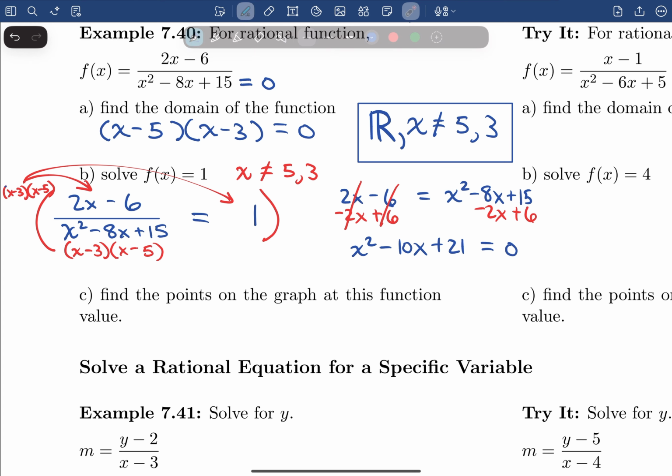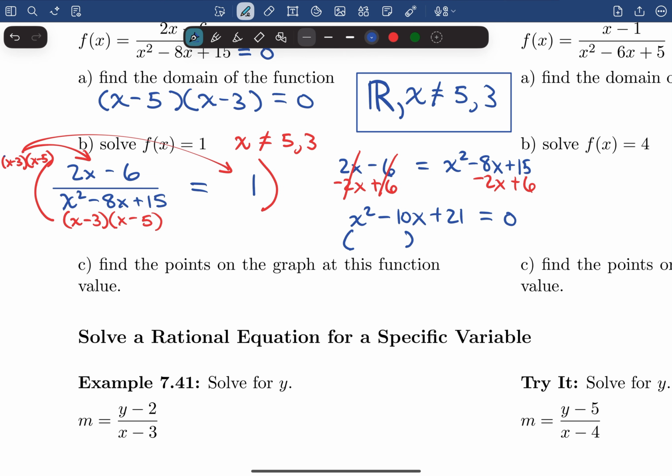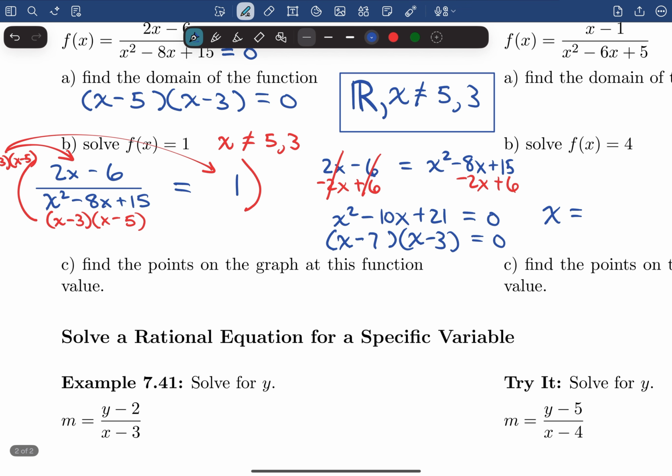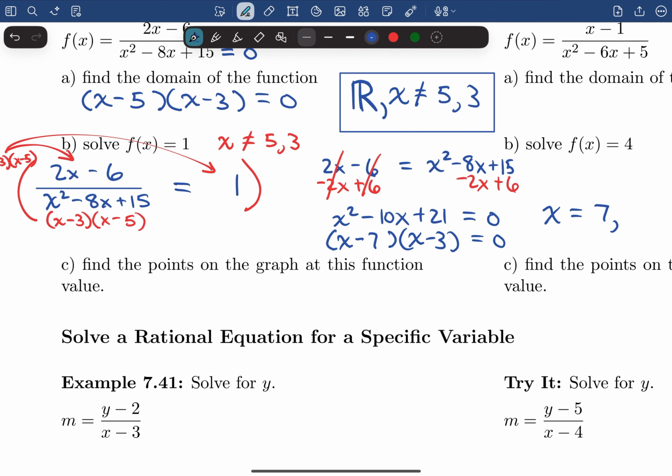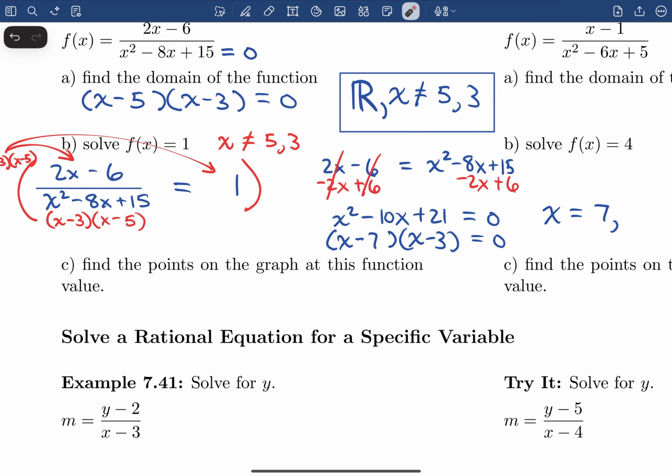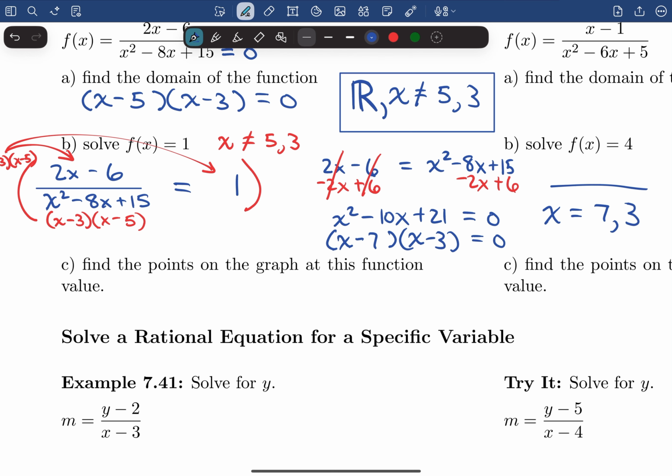And now let's factor that. Is that a trinomial that's factorable? Because then I could use the zero product property to solve for x. And it does factor to x minus 7 times x minus 3. Great. And so the solutions for x are x equals, well, this x equals 7, because 7 minus 7 is 0. Great. And this x is 3, because 3 minus 3 is 0. And I have found my solutions to this equation.